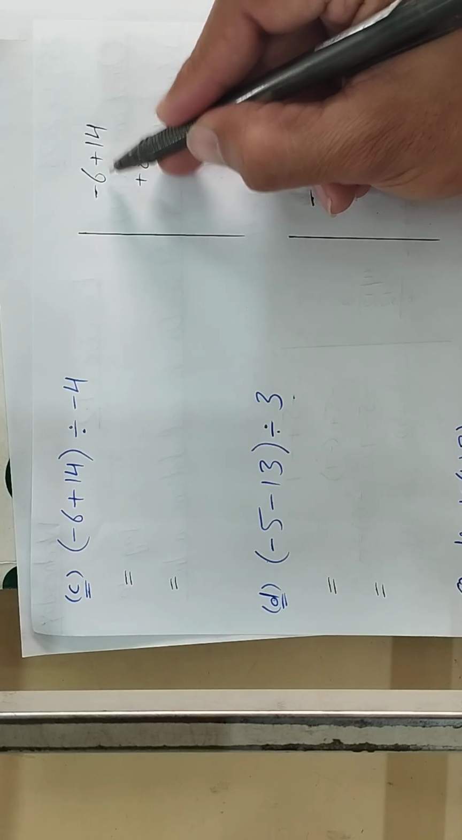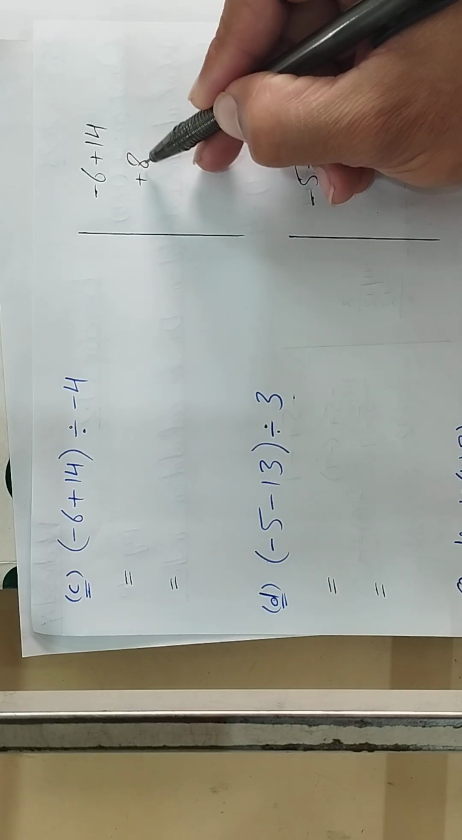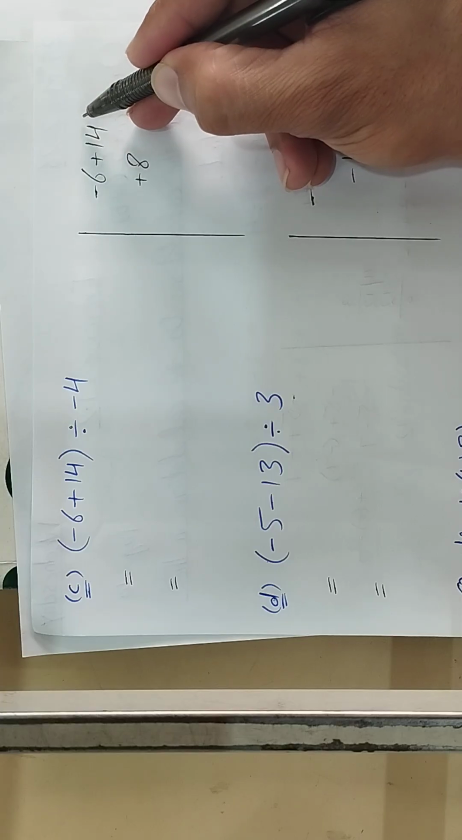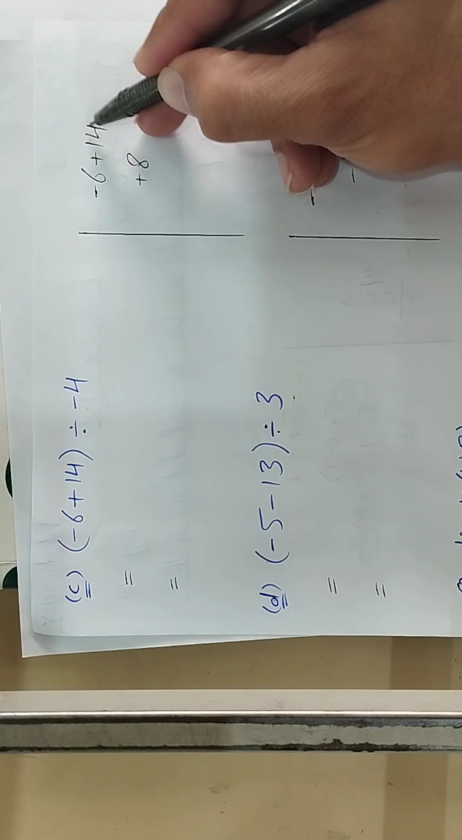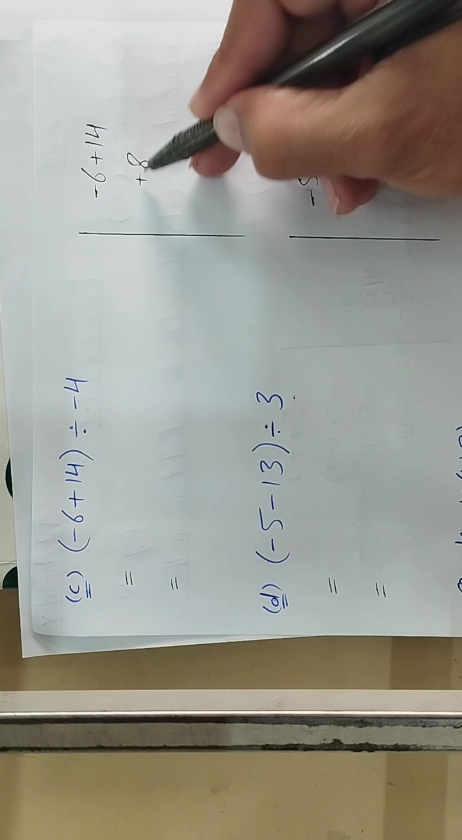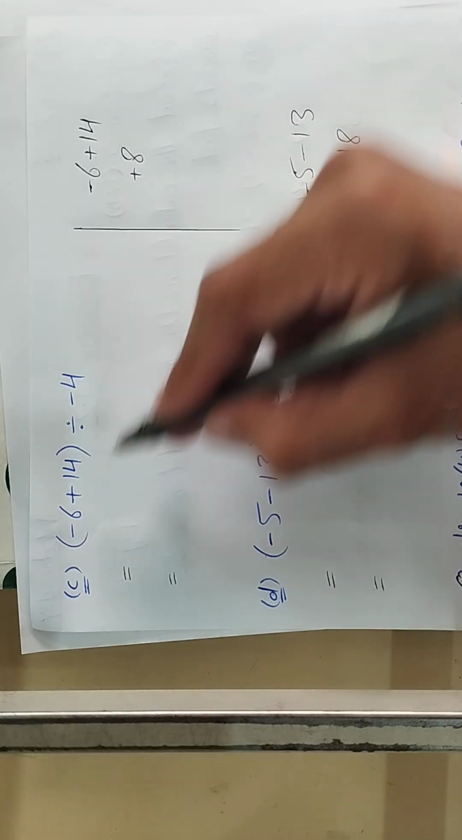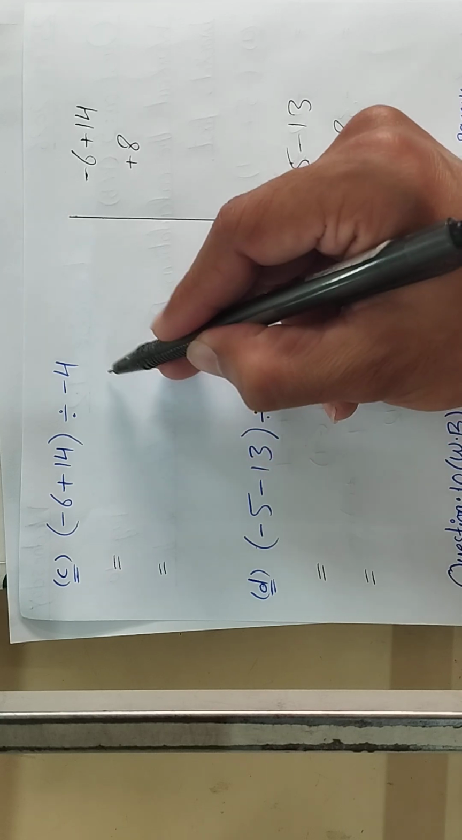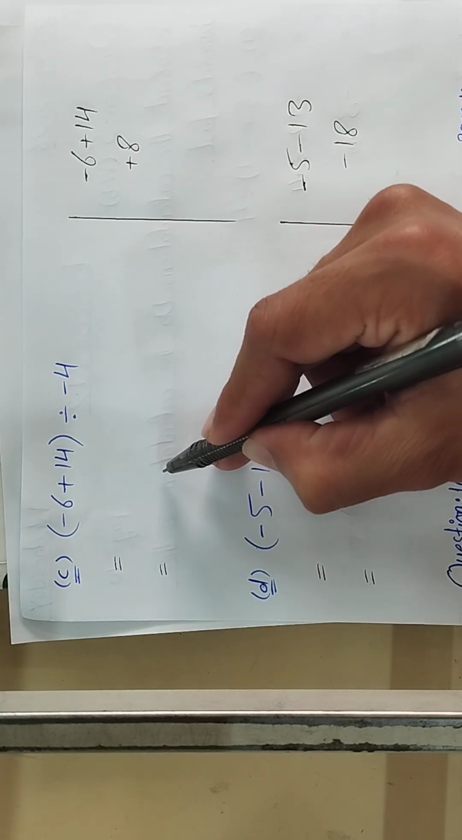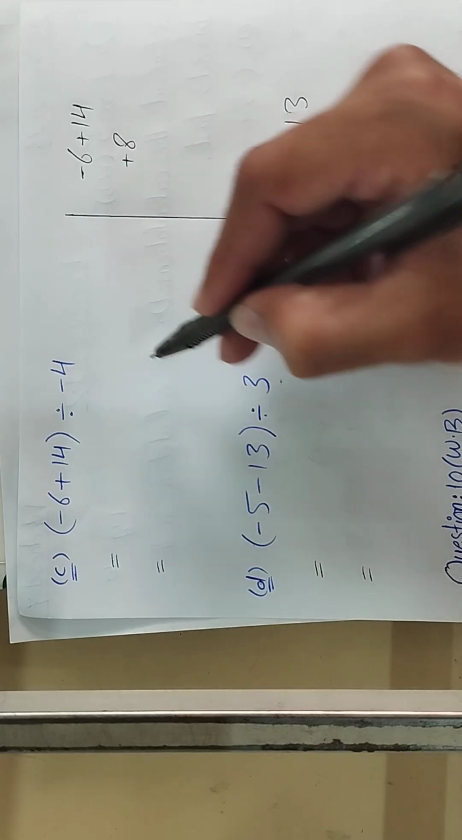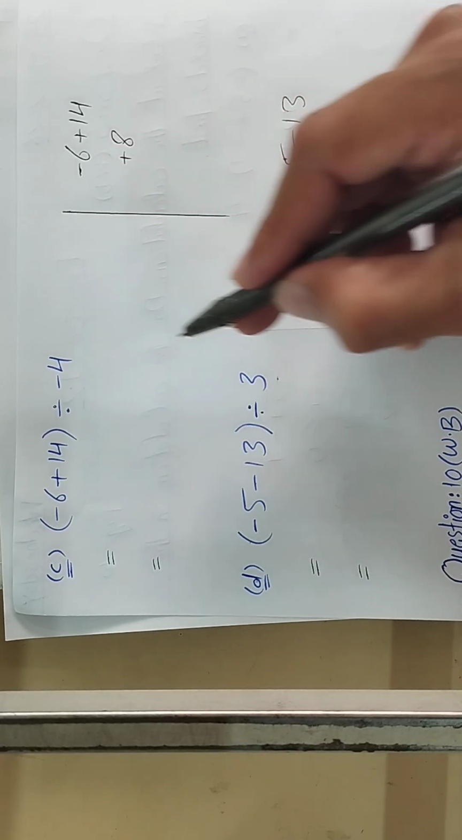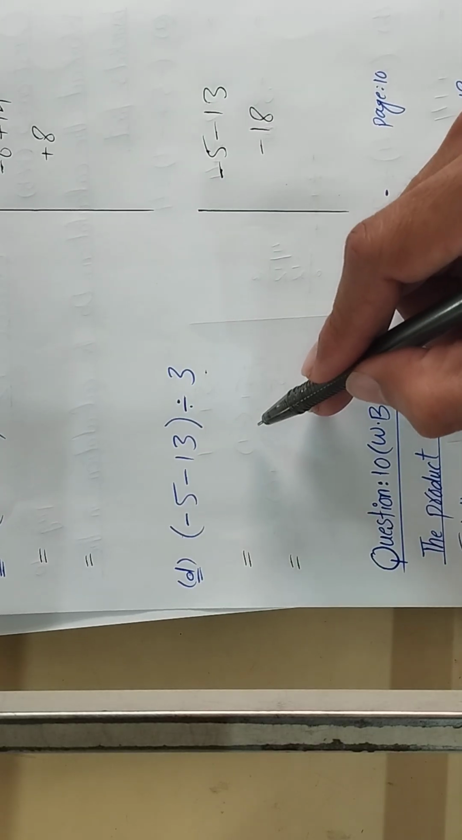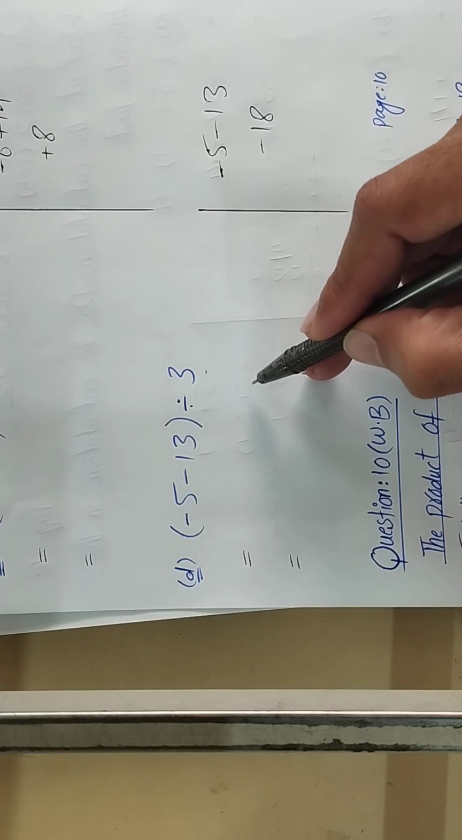If we subtract these two numbers, 14 minus 6 is 8, and the bigger value is 14, plus is written along with the bigger value, it means write plus with it. So it is plus 8. So the answer of this bracket is plus 8. Write plus 8 here, divide by minus 4. And then after doing the division, you can get the final answer. This one is your homework, complete it by yourself. Similarly, this part is your homework, complete this part by yourself.